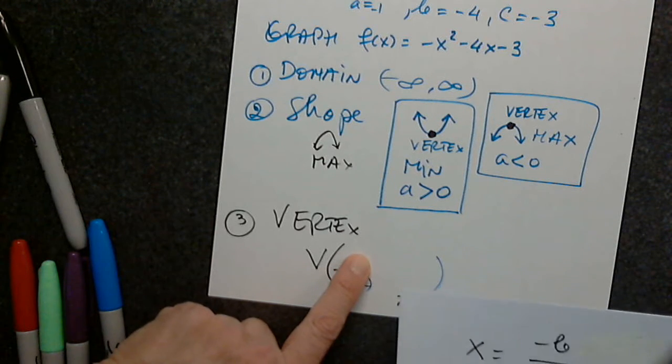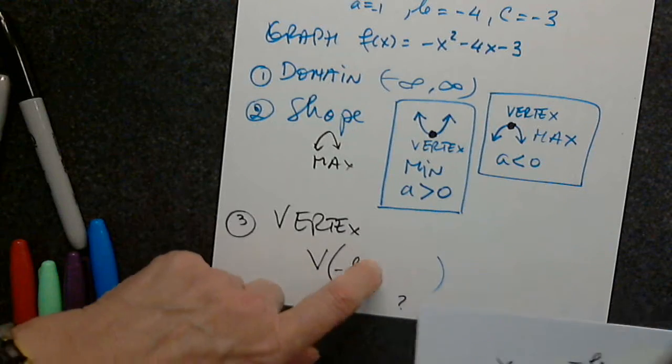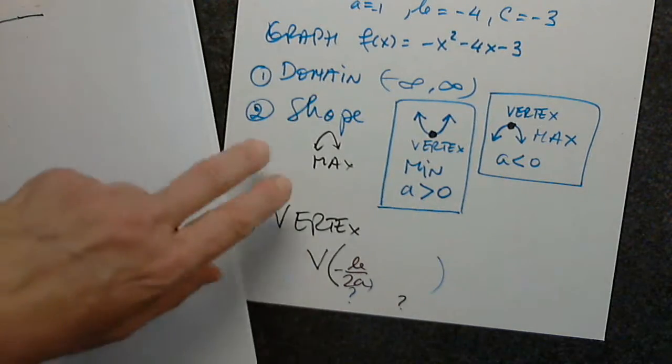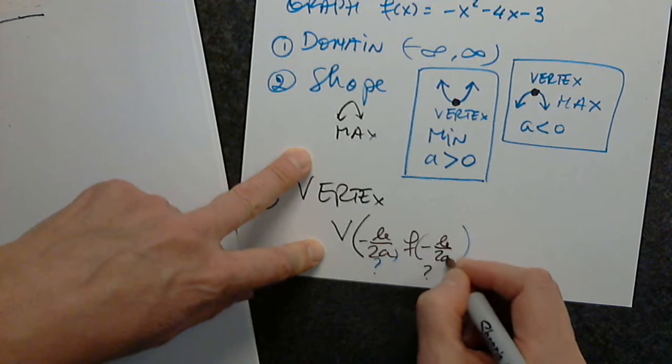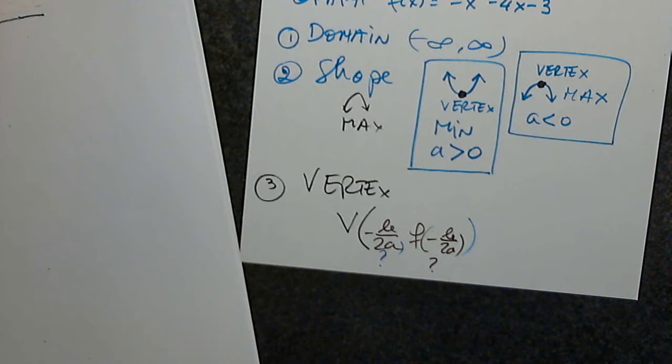No, this is a crucial idea. What do you do with the 5? Of course, it's f of that point. Thank you, Brianna. So it's f of negative b over 2a. This is a crucial idea, so we do have to remember this.